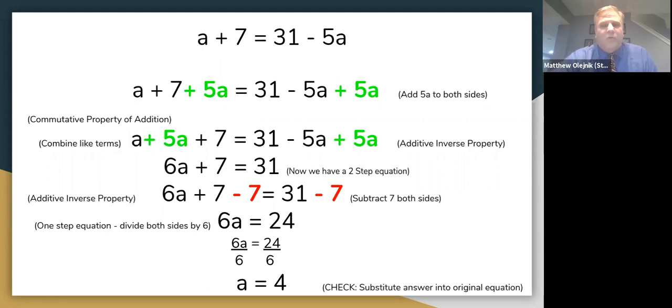Finally, we want you to be 100% accurate. Once you get that accuracy, then you can work on speed. But let's be sure you're 100% accurate. You can do that by checking your answer. So for this, plug in your 4. 4 plus 7, that's 11 on the left side. 31 minus 5a, well, 5 times 4 is 20. 31 minus 20, that's 11 also. So 11 equals 11. Yes, it checks.